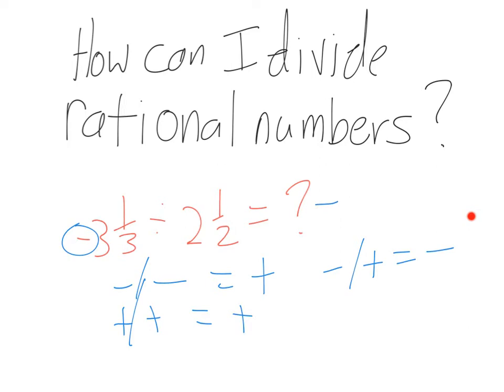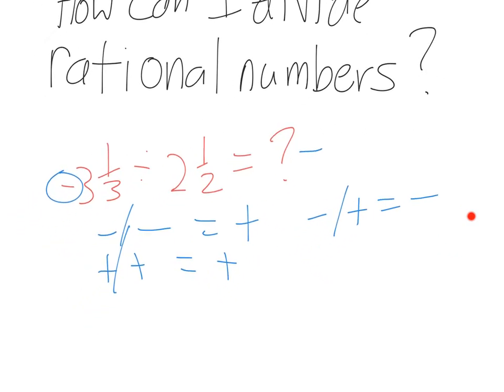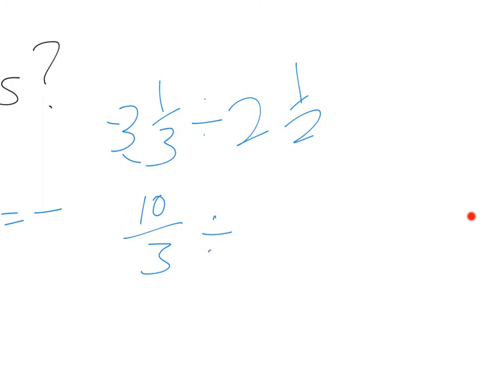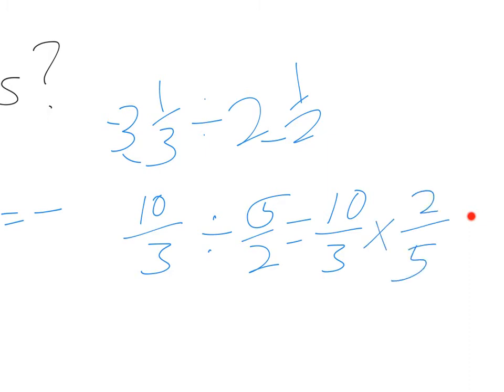So we can go ahead and move over here and do negative 3 1/2 divided by 2 1/2. So we're really just going to ignore that negative. In this case, you'll do 3 times 3 is 9 plus 1 is 10 over 3 divided by 2 times 2 is 4 plus 1 is 5 over 2. To divide, you're going to flip and then multiply. So we take the reciprocal, 10 over 3 times 2 over 5.